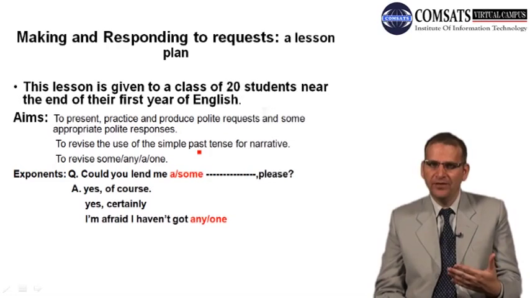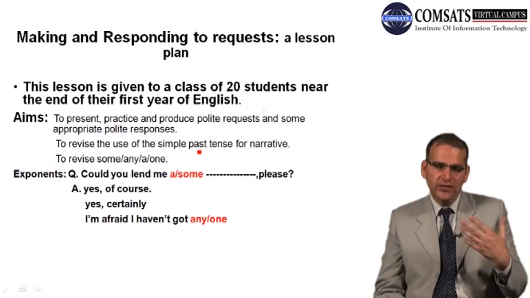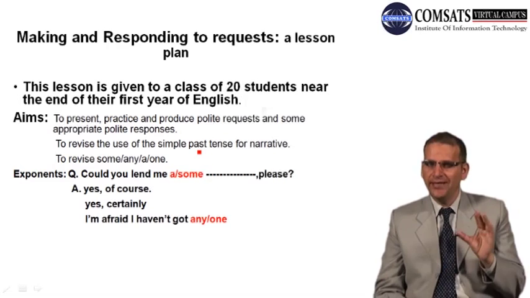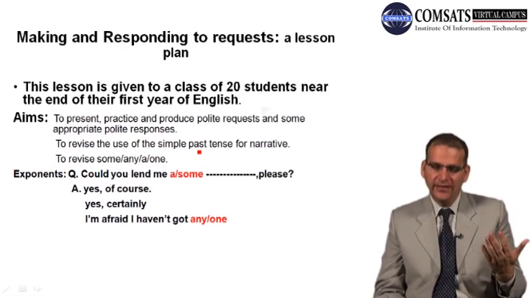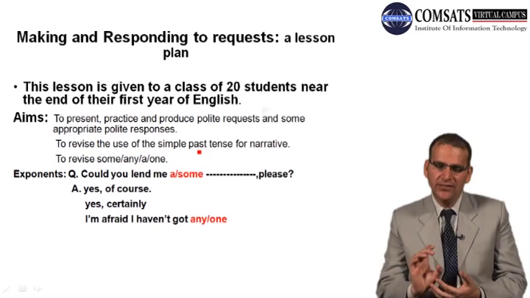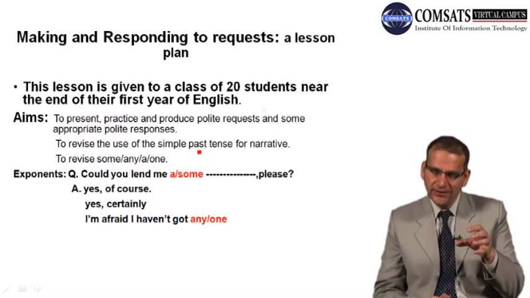So whenever you make a lesson plan for teaching the skill that you are teaching, you must know what is the level where you are teaching. And the second thing is what are the aims of teaching. The aims that I gave you: to present, to practice, and of course to produce polite requests and their replies. And the second thing is to revise the use of simple past tense for narratives. And the third thing is to revise some, any, and one.